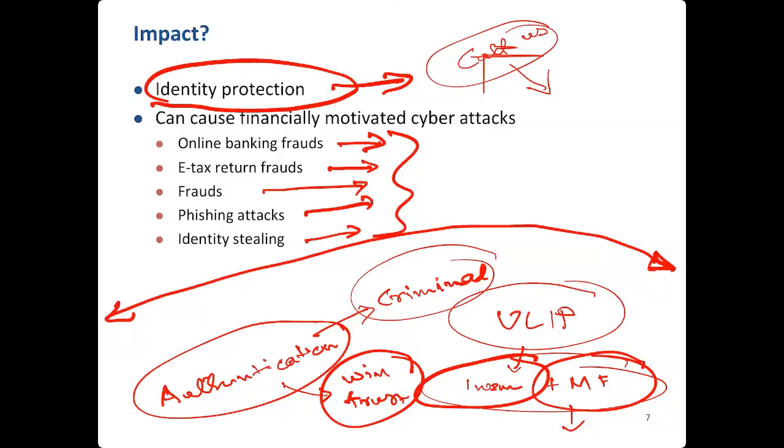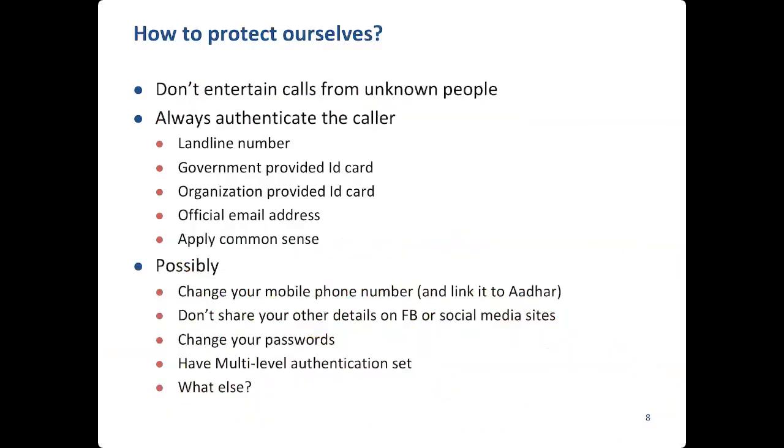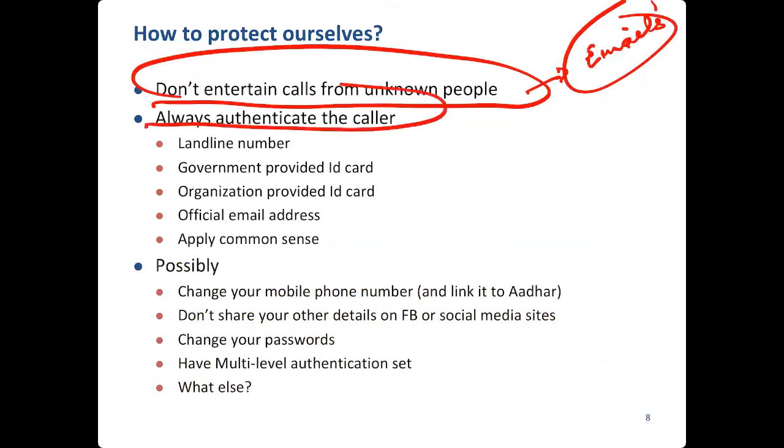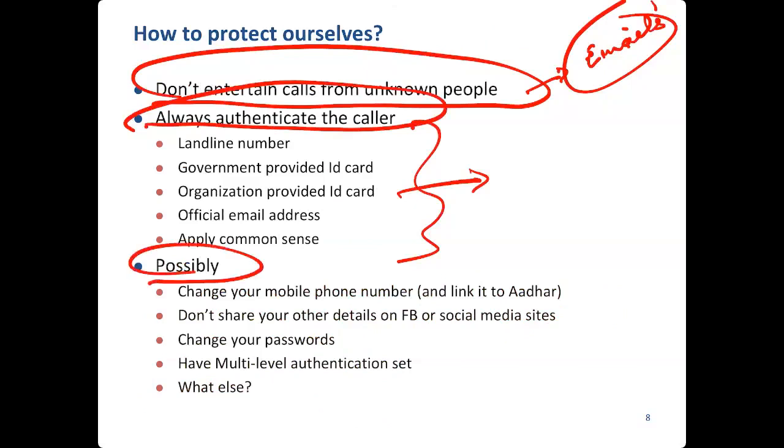There are a lot of ways this data can be stolen. What can you do about it then? Of course, the first thing is don't entertain calls from unknown people, and also emails. Just delete these emails, right? And always authenticate the caller by a number of means. You can ask for all the details, and don't think that you're doing anything wrong by asking. And then possibly you can change the data in your Aadhaar card, but this is not going to help. After a few years there will be another data breach.